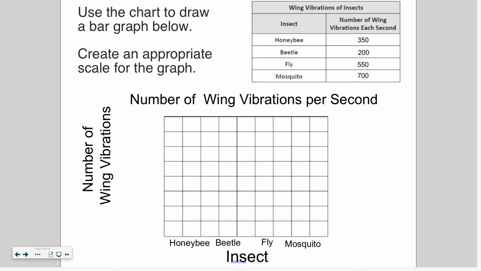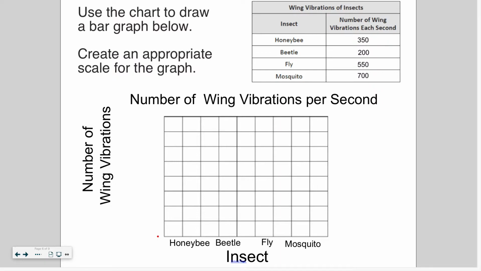So it says create an appropriate scale, meaning the numbers I'm going to have on the side, the interval at which these numbers are going to increase, or skip counts, let's say. So for example, I wouldn't go by ones, right? If I did 1, 2, 3, 4, 5, I would never get to 700, which is my biggest or greatest number. So I want to make sure that the numbers I use will be able to fit 200 and 700 on them because those are the least and greatest numbers on my chart. So I think if I skip count by hundreds, I might be able to.